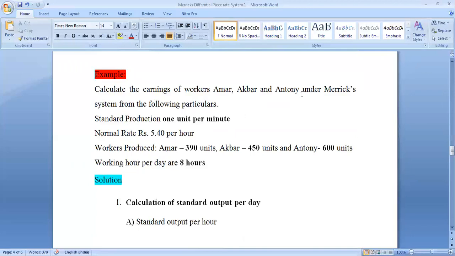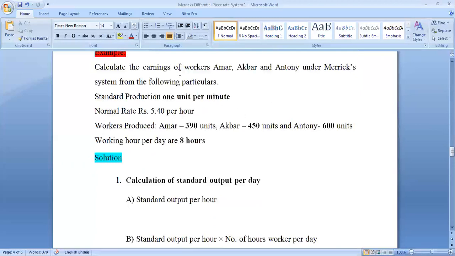For 3 of them we have to calculate the earnings by using Merrick's pay system. The standard production fixed by the company is 1 unit per minute. So the standard that workers can produce is 1 unit per minute. The normal rate is given as rupees 5.4 per hour. Next, the workers' actual output is given. Amar produces 390 units, while Akbar produces 450 units, and Anthony is producing 600 units.